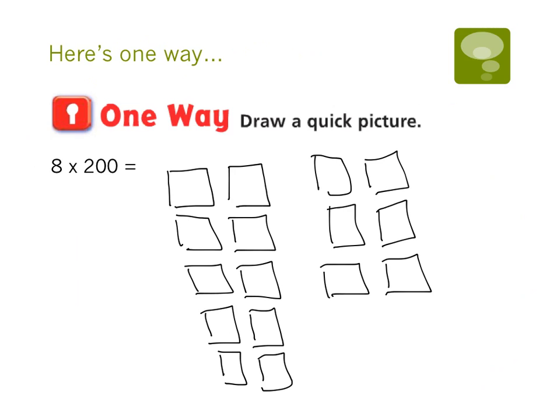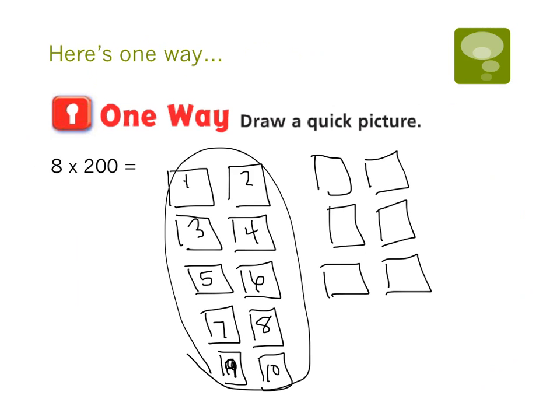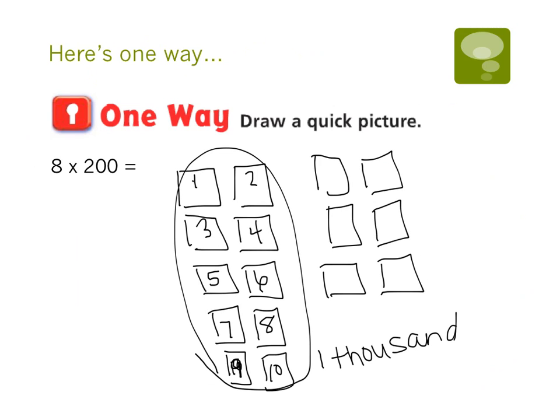Then I can count up my hundreds. 1, 2, 3, 4, 5, 6, 7, 8, 9, 10. That means I have 10 hundreds, which is the same as 1,000. Counting the remaining hundreds, I have 1, 2, 3, 4, 5, 6, which gives me an answer of 1,600.